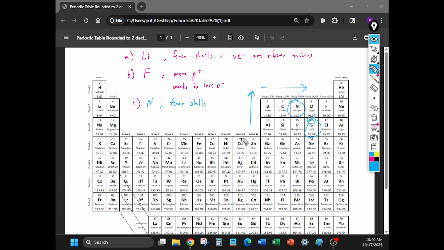Yeah, so fluorine wants to do that. Thank you. Wants to gain electrons. My bad, English is hard. Wants to gain electrons. My fault.